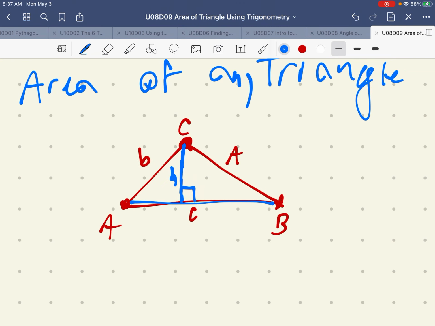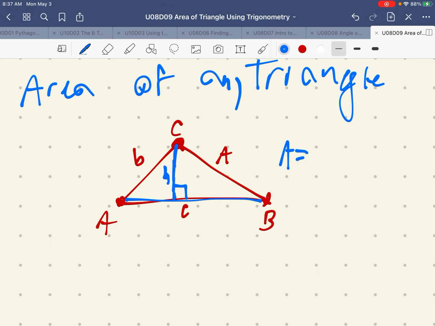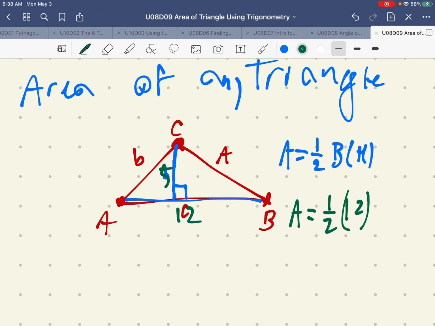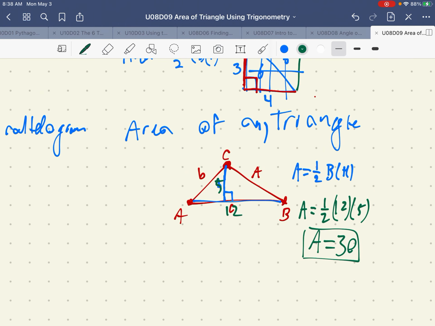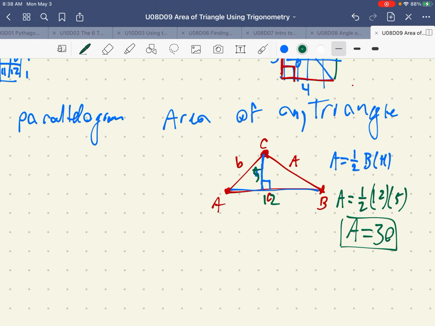Technically, we can find the area of this shape by using the same formula. Area is equal to 1/2 the base times the height. In this case, the height is little h. Let's just give it a measurement. Let's say this was 5, and let's say C was like 12. So the area of this shape would be equal to 1/2 the base, which is 12, times the height, which is 5. That would be 60 divided by 2, which is 30. So that would have an area of 30, using the standard area formula.